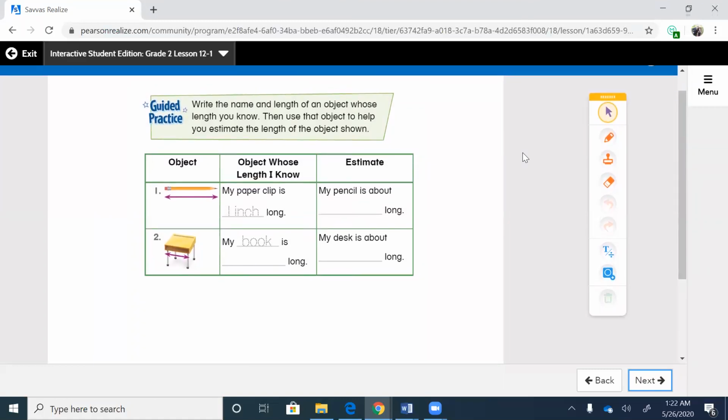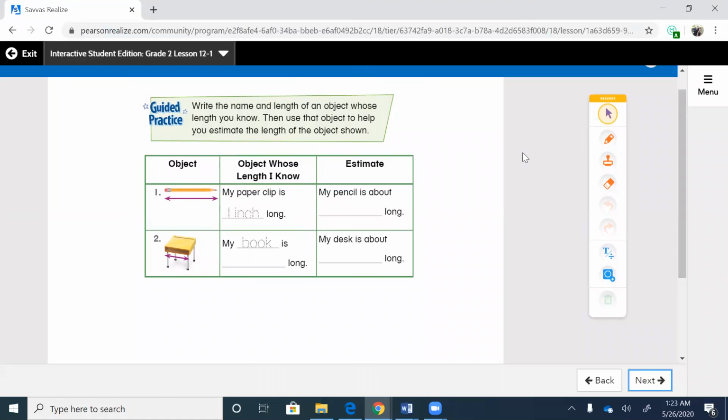So here we have a little chart. It says, write the name and length of an object whose length you know. Then use that object to help you estimate the length of the object shown. Okay, so let's take a look at number 1. It says, my paper clip is 1 inch long. My pencil is about blank inches. How many inches long do you think your pencil would be?